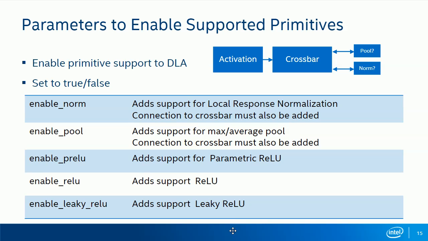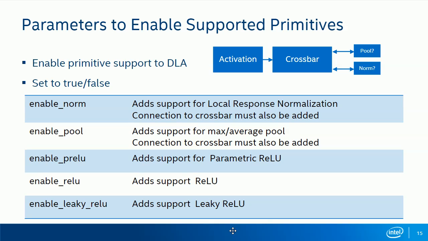Depending on your neural network needs, you may want to enable or disable specific primitives. Primitives such as norm and pool are optional in the DLA architecture. If they're enabled, they are connected to the DLA crossbar. If your neural network uses these primitives, then it's a good idea to enable these on the FPGA for maximum performance. On the other hand, if your neural network does not use a particular primitive, it's wise to disable it so you can save resources that can be used for parallelization of convolutions.